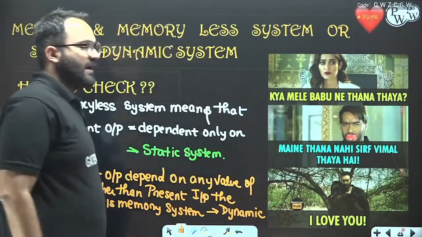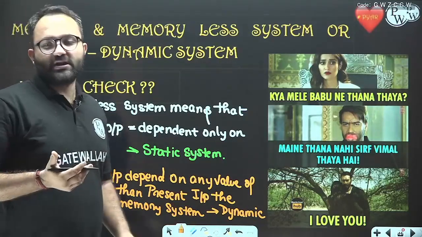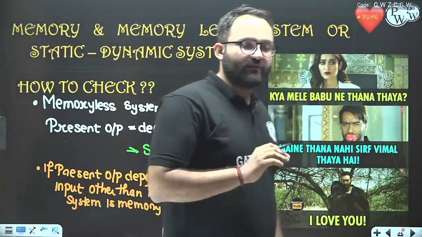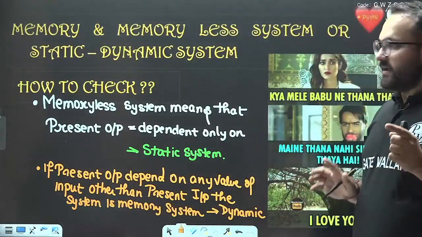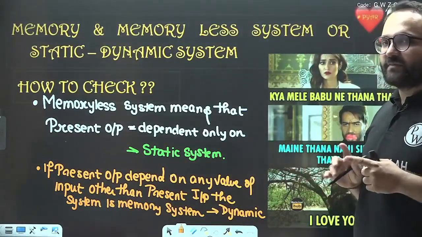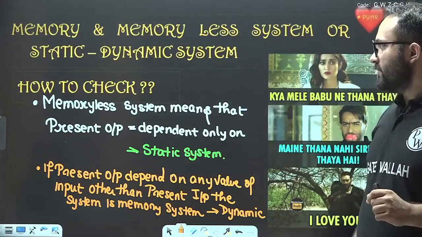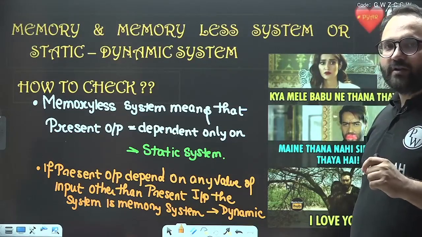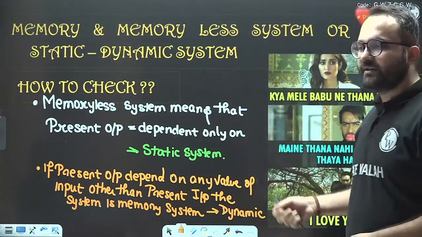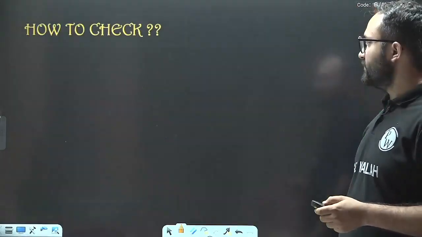It is also called dynamic system. Now, it is very important to see the method how to check it. This is the definition. If at any particular time instant, in any system the present output is dependent only on present input, then it is a memoryless system. Otherwise, if the present output is dependent on any value other than the present input, then it is a memory system or dynamic system. How to check?